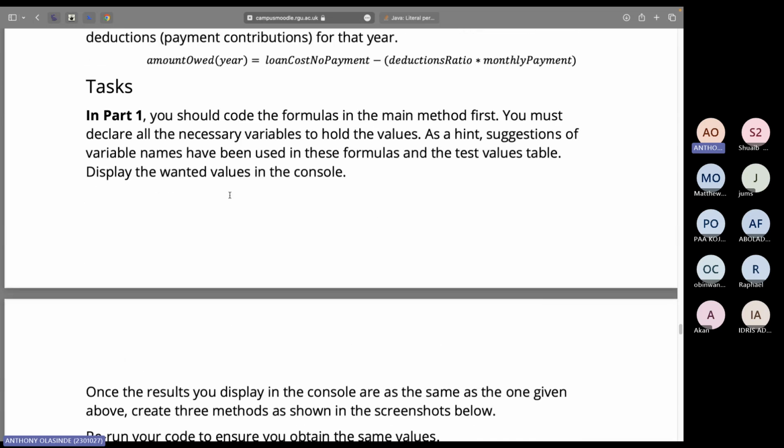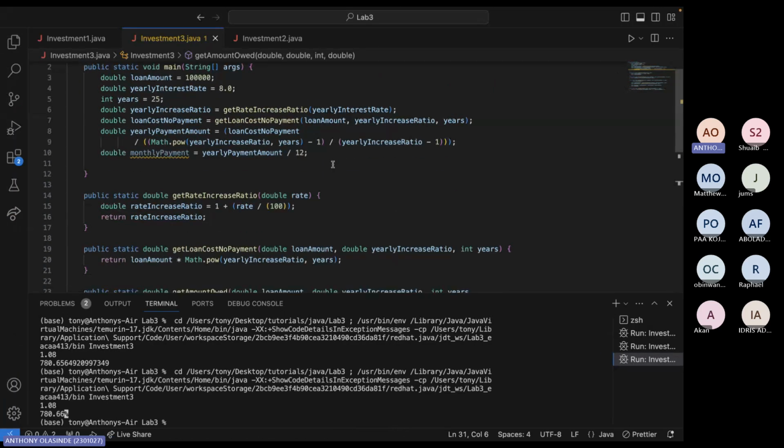Okay, so I think this is just notes. In part 1, you should code the formula in the main method first, although that was not what we did. That wasn't what we did well.